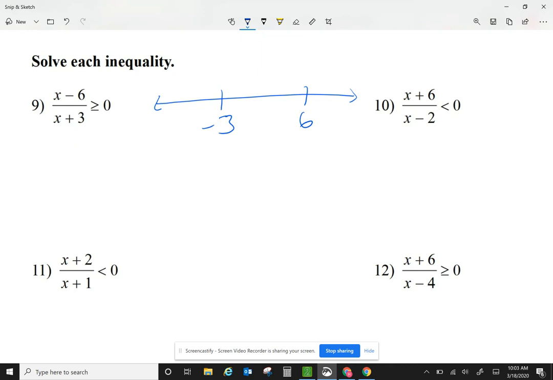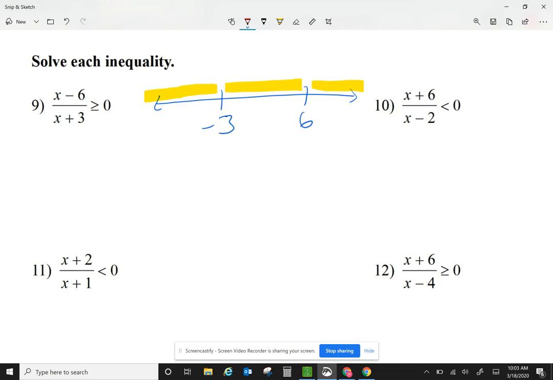Notice how this thing broke my number line into 3 sections. Those 3 sections, I'm going to see which sections do work. So let's take a look. I'm going to choose for the first section anything less than -3. Any number less than -3. I'm going to plug it into my inequality.